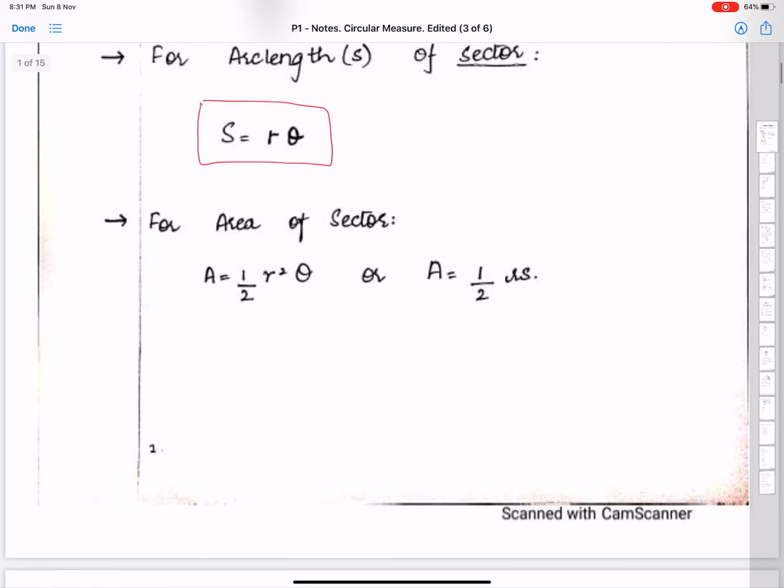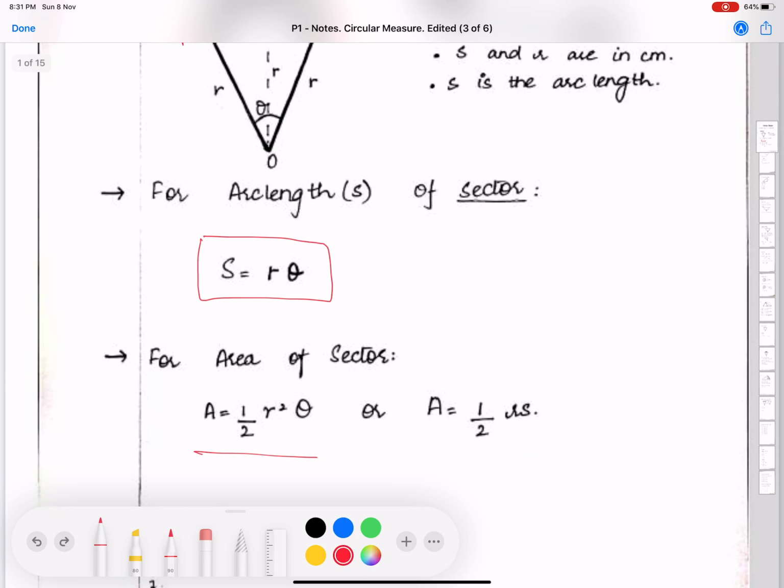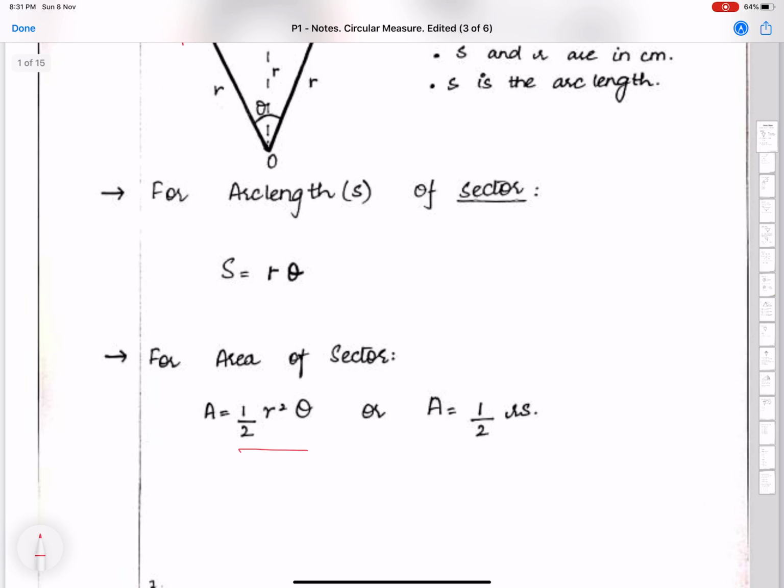And if you need the area of this sector, then you should use either this formula, half R square theta, or half RS. So it depends on the given situation, what kind of information is given. If theta is given, then use this formula. If arc length is given, then use this formula.